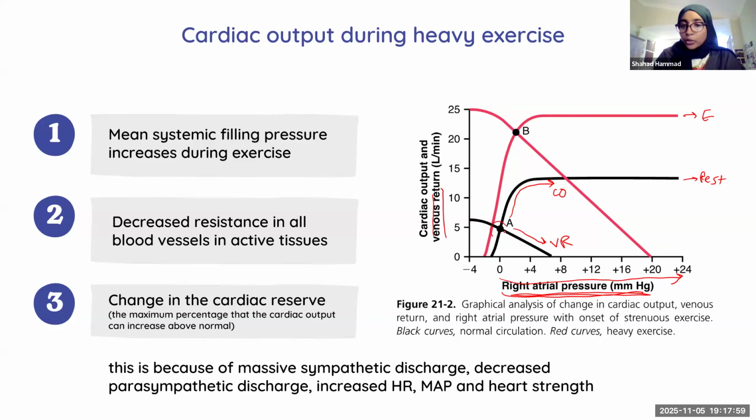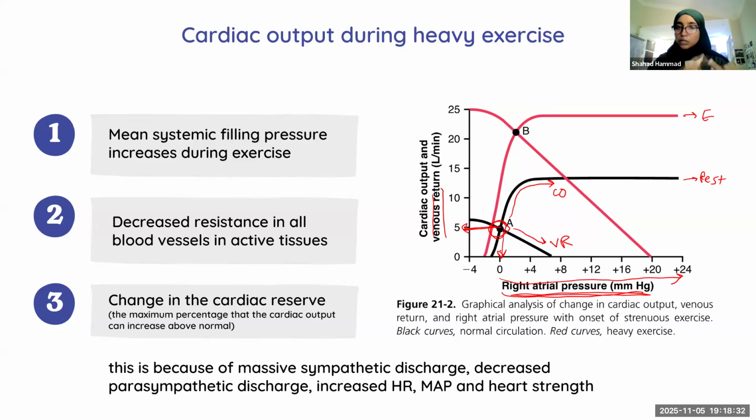This point over here, point A, is where the person will be at rest. It's the point of intersection of cardiac output and venous return. They always have to be equal. And in this case, it's 5 liters per minute, okay? And this 5 liters per minute is found at a right atrial pressure of 0. So in an ideal person, the cardiac output and the venous return will be equal to each other at a rate of 5 liters per minute, and the right atrial pressure will be 0.